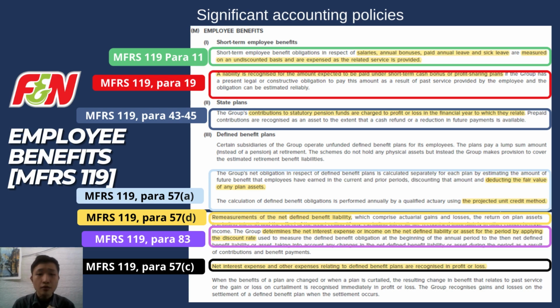For the defined benefit plan, which was disclosed in the financial statements in the previous slide, the group uses an actuarial technique, the projected unit credit method, to determine the deficit or surplus of employee benefits according to Para 57A. The group also remeasures the net defined benefit liability according to Para 57D and determines the net interest on the net defined benefit liability by applying the discount rate according to Para 83. For further explanation and understanding, you can refer to MFRS 119.